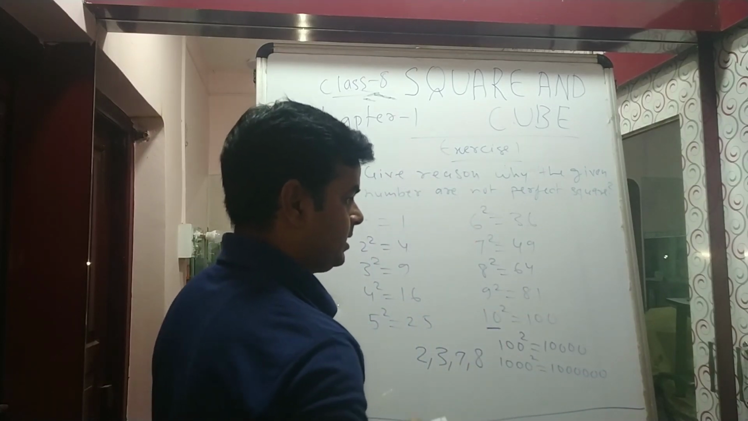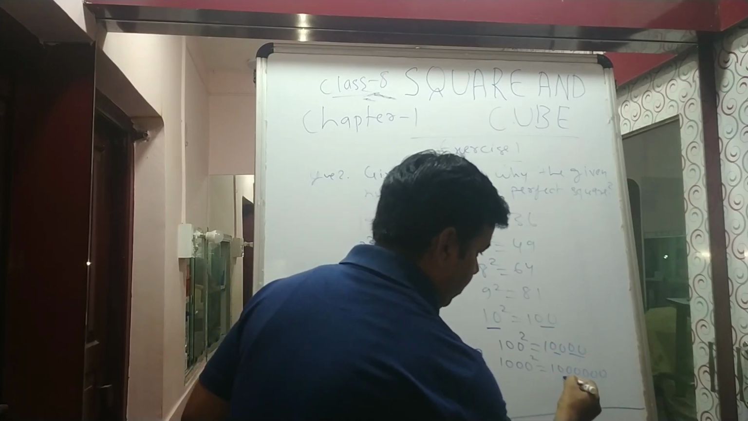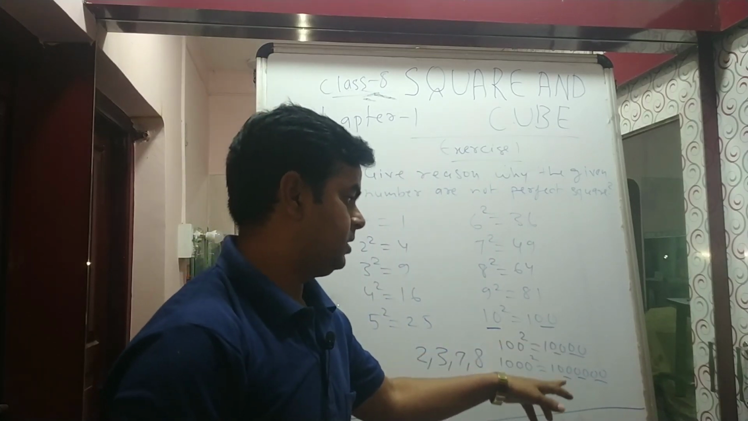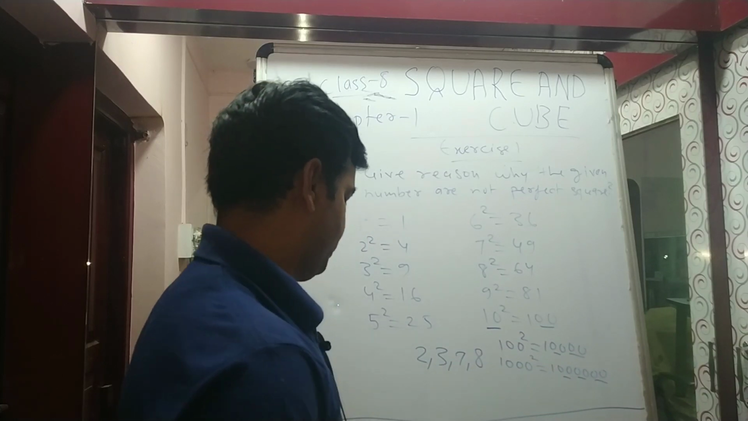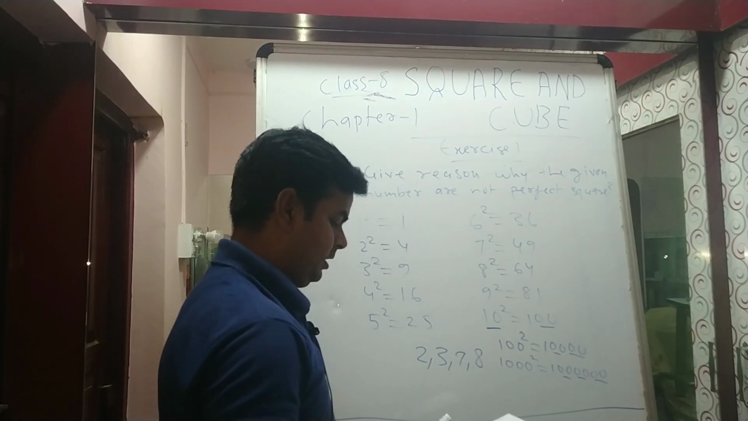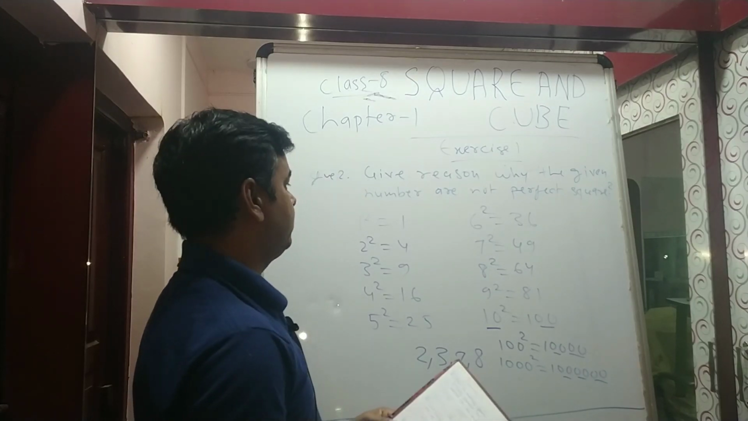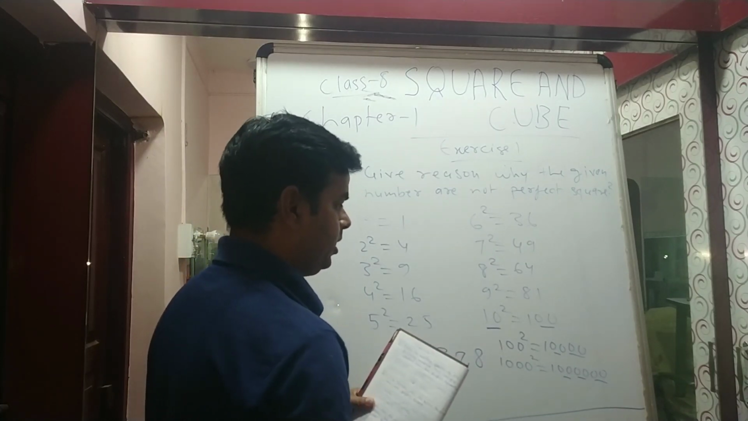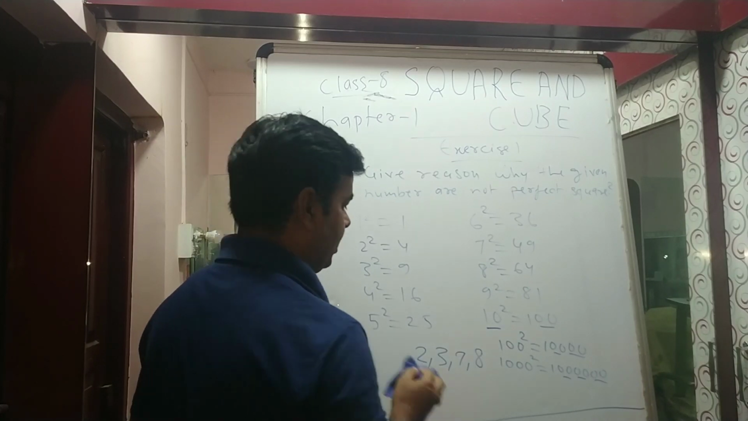So that means the zeros will always be in pairs. If you find any odd number of zeros here, that will also not be a perfect square. Based on this, take a screenshot if needed, because that will help you solve the next questions, because I am going to write questions only. Just by seeing, you need to tell whether the numbers are perfect squares or not.